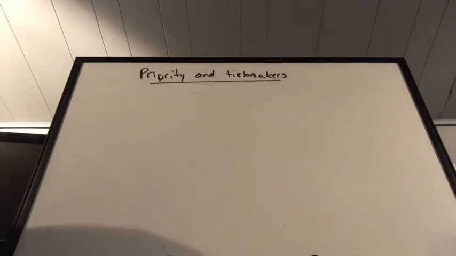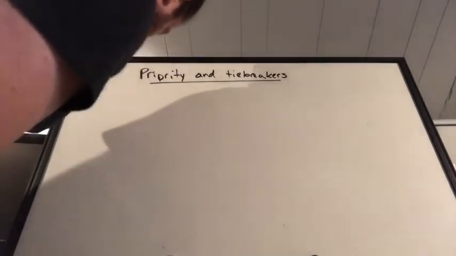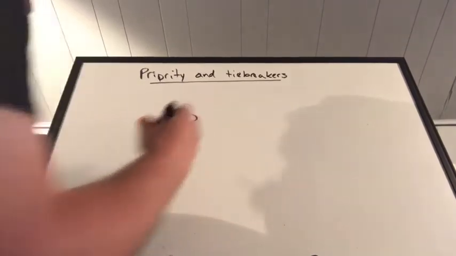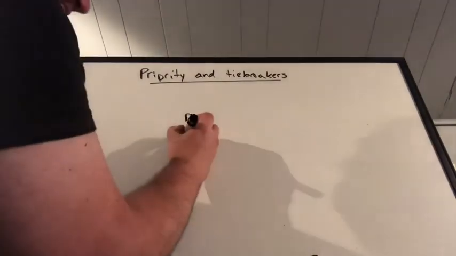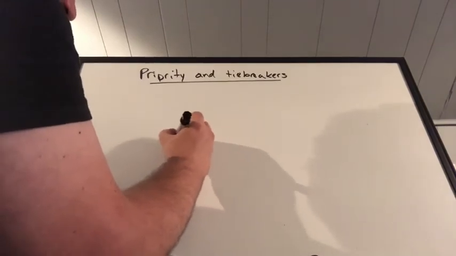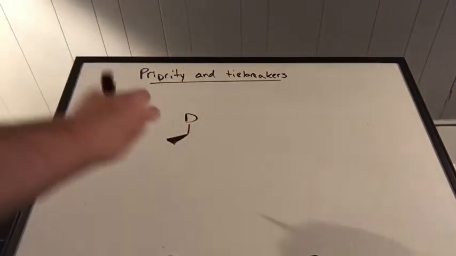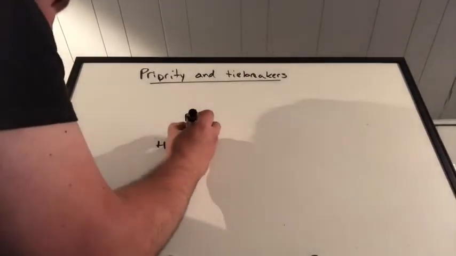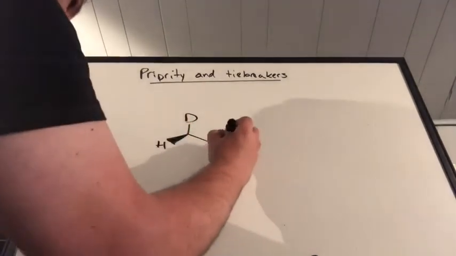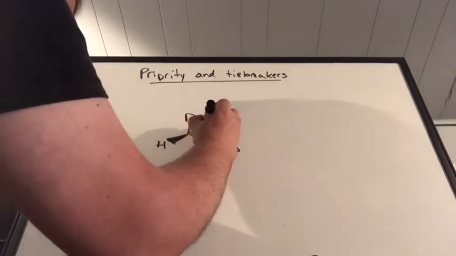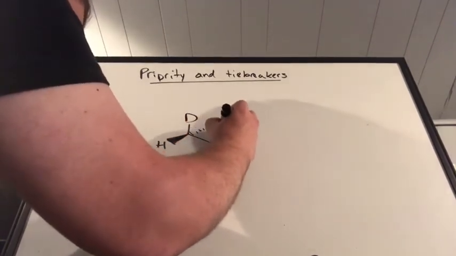All right, so this next segment is what is referred to as priority and tiebreakers. So in your notes, I have this particular compound. D is up top. D is for deuterium. Deuterium is just heavy hydrogen. It's hydrogen with 2 atomic mass units, so an extra neutron. So this will be deuterated ethylamine.